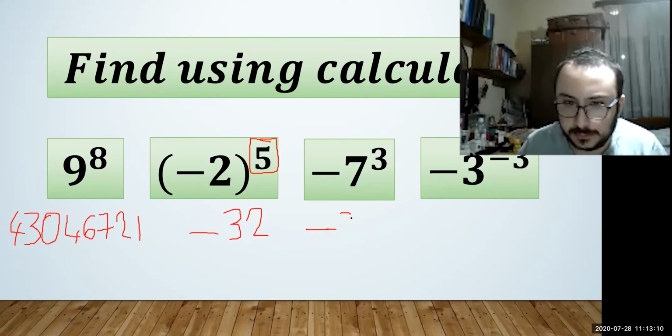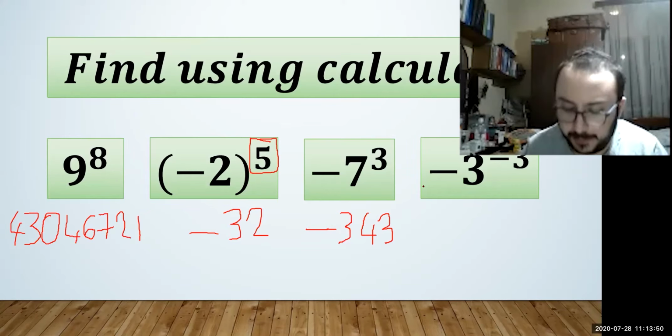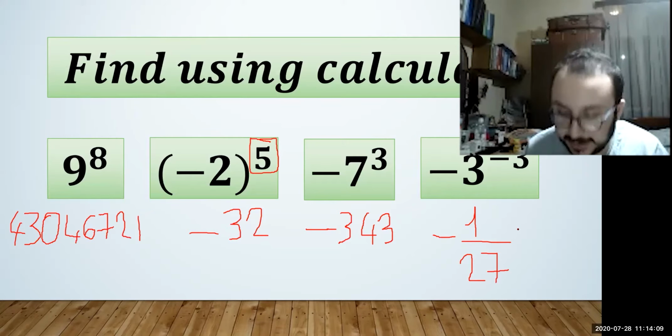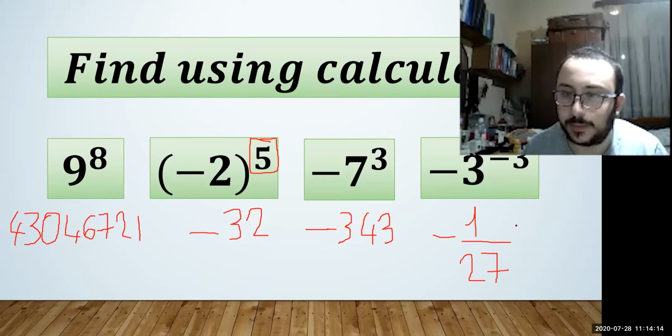Minus 343. Minus 3 power minus 3. Your answer is 1 over 27, right? Yeah, minus 1 over 27. It's a fraction. Press on SD and it will give you the decimal form, which is minus 0.03, etc. Did you get it? Yeah.